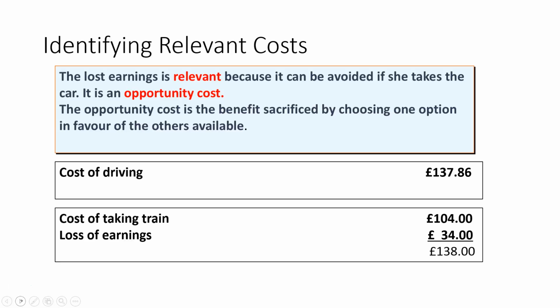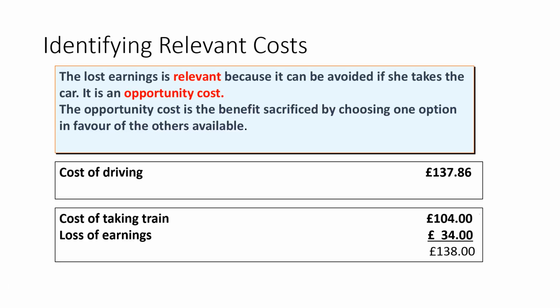It's only if she goes on the train that it's a relevant cost, because by going on the train she loses the opportunity of earning that money. So the cost of the driving has not changed, but the cost of taking the train ticket at £104, plus the loss of earnings, the loss of the opportunity to earn 4 hours worth of wages. That now makes the total cost of taking the train £138, compared to the cost of driving at £137.86. So she's currently just very slightly better off to drive.